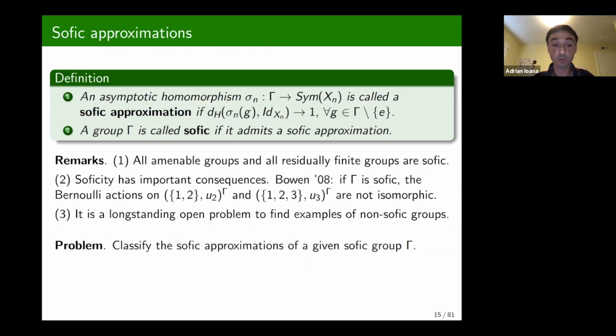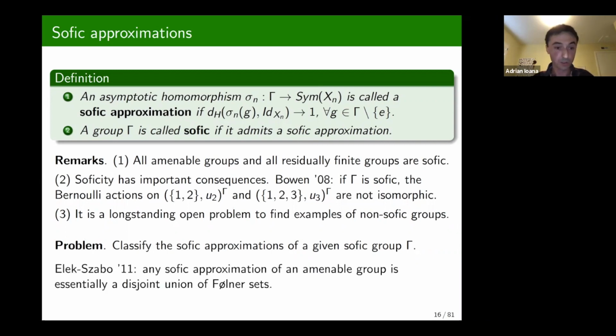So let me say one result which gives a good answer to this for amenable groups. Elek and Szabó in 2011 showed that if you have an amenable group, then any sofic approximation can be constructed by taking an essentially disjoint union of Følner sets. So Følner sets give you sofic approximations, and somehow they have a result saying that any sofic approximation comes from Følner sets. So that's for amenable groups.